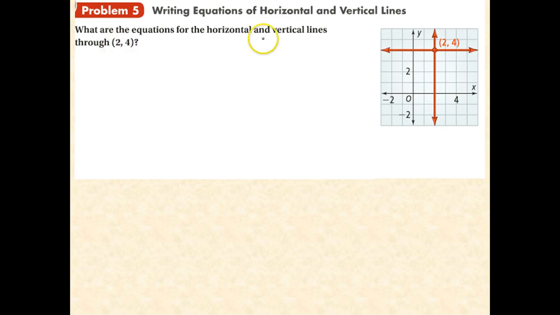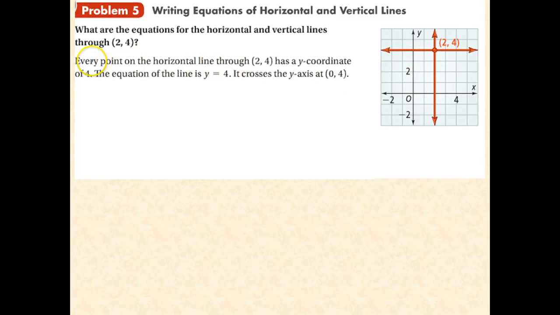Alright, so how do we write equations for horizontal and vertical lines? Well, I know that horizontal lines have a slope of 0. And I know vertical lines have a slope that's undefined. Let's think about this. Every point on the horizontal line has a y-coordinate of 4, right? Over 2 up 4, over 1 up 4, over 0 up 4, back 1 up 4. The y value is always 4. So the equation of this line is y equals 4. X can be whatever it wants, but y is always 4.